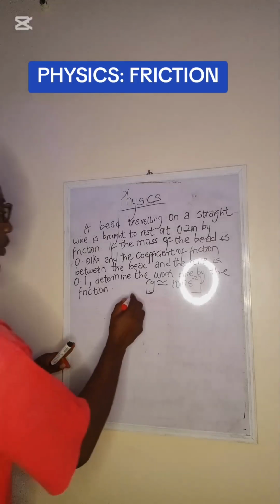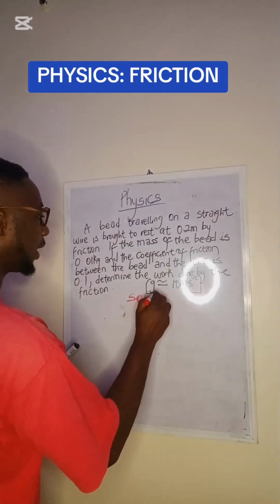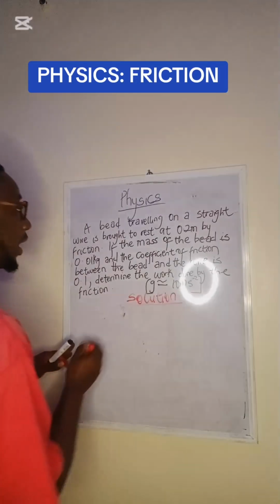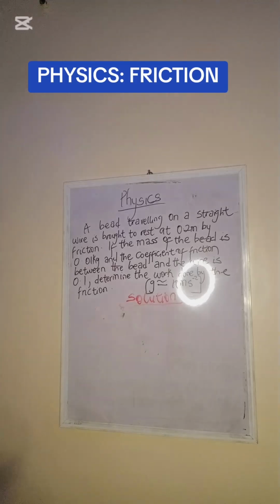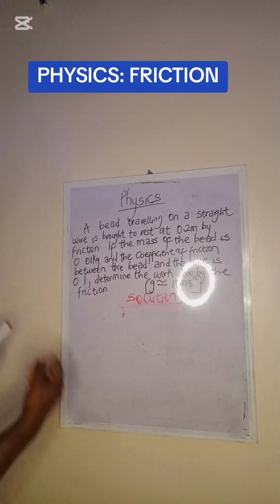So the first thing we do is to write our solution. Then, having written that, we write out our parameters. That is the data that we are given. So from the data, we are going to know what we want to work on.